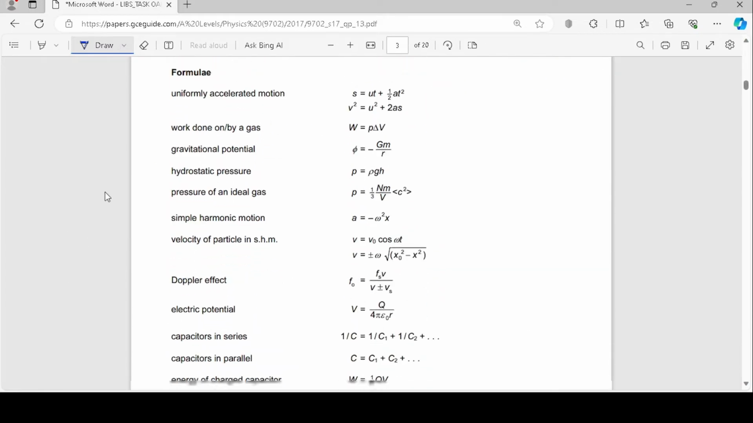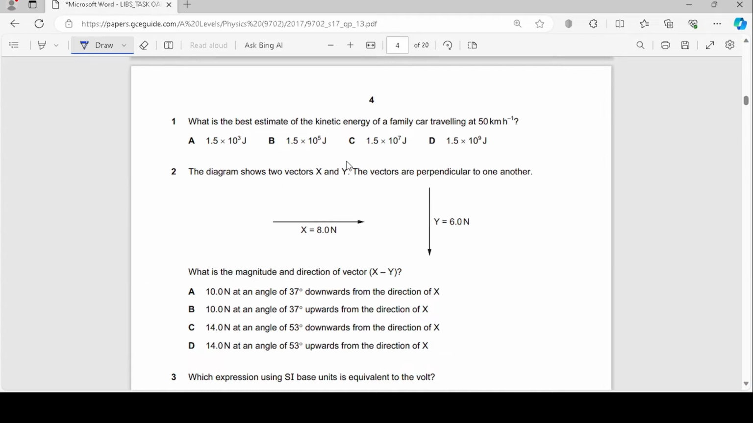Question number 1. What is the best estimate of the kinetic energy of a family car traveling at 50 kilometers per hour? So they're talking about kinetic energy, and the formula for that is kinetic energy equals half mv square, right? And it's kind of hard to estimate kinetic energy, because we don't really think in terms of energy. But we can much more easily estimate a mass, right? Like a car might have a mass in the magnitude of tons. So the magnitude of tons in kilograms would be like 10 to the power of 3 kilograms, right? So I'm assuming the mass to be in that magnitude.